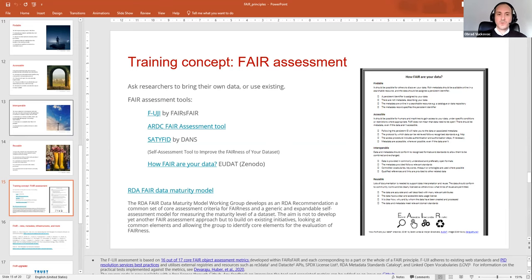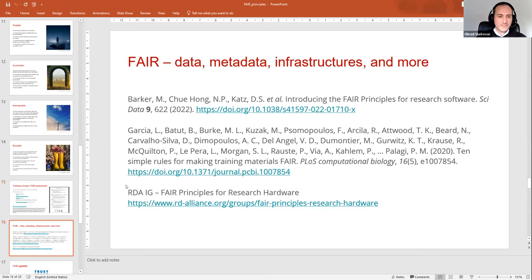And you have some assessment tools like FUJI by FAIRsFAIR. It's a very good one. You can just insert the URL of the data set, and FUJI will automatically explain what needs to be done to be better FAIR. You also have some self-assessment tools like this one of DANS and of the Australian Research Data Commons. And you also have this RDA FAIR data maturity model, which is very good to have.